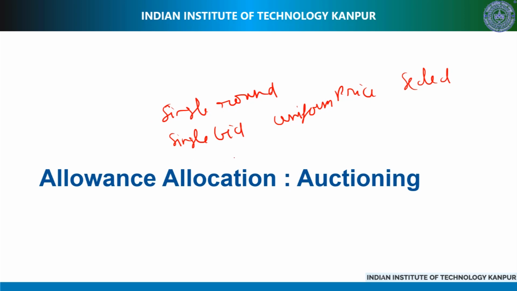So about 54% of allowances were auctioned or sold in phase 3 of the EU-ETS over the period 2013 to 2020. And this auction method provides much needed transparency and a steady price signal to participants and consumers, and can also reduce emission or carbon price volatility. So we discussed this auctioning method.